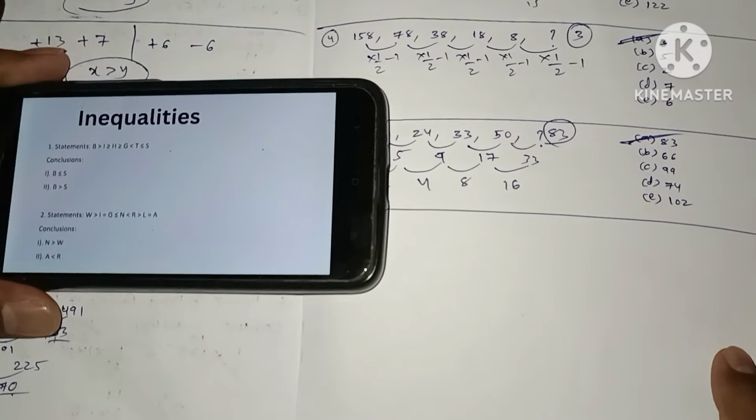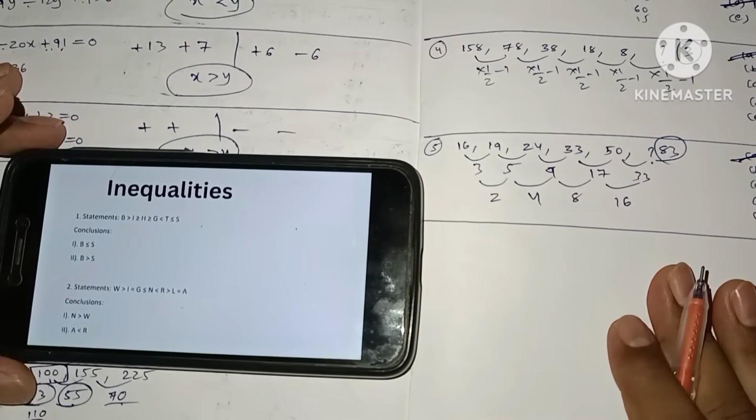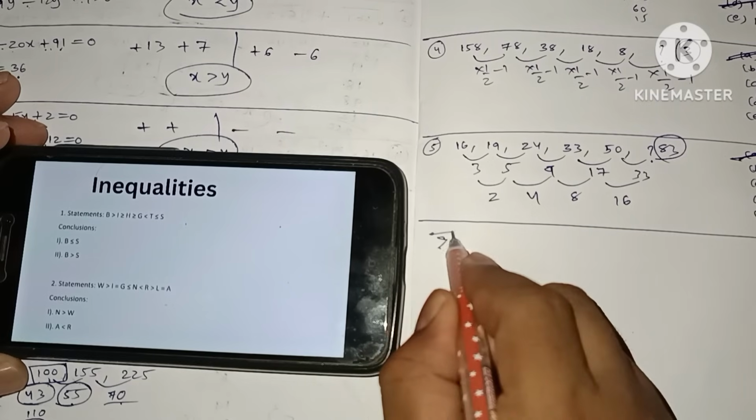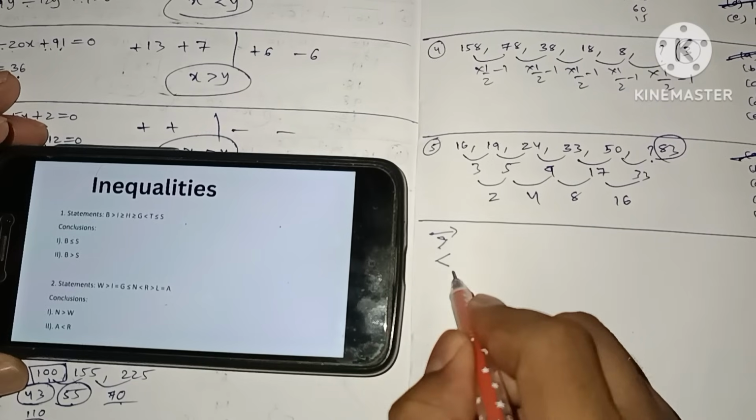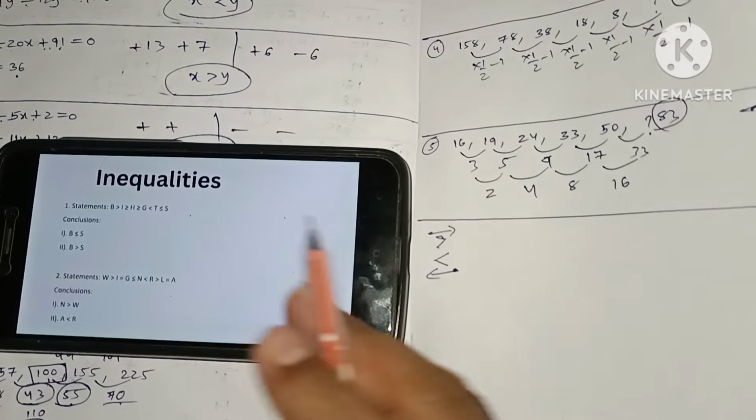Inequalities, first question. Before that, the concept we use here is the flow method. What is the flow method? If we see a symbol like this, the flow goes from this side to this side. If we see a symbol like this, the flow goes from this side to this side. Let's understand through the concept.